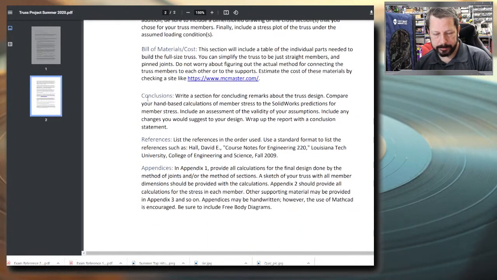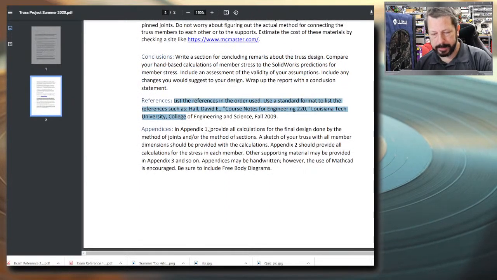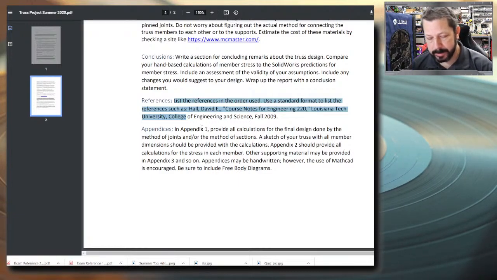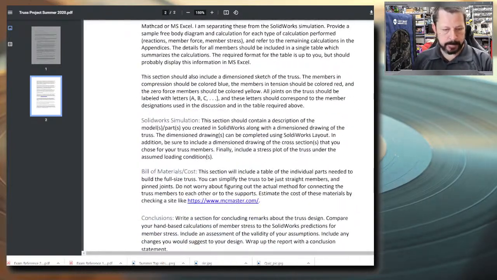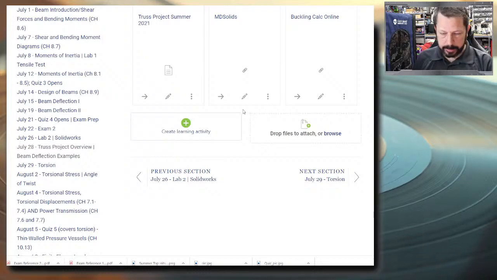And write up a little conclusion, whatever references you use, and then the appendix will have design calculations, maybe MathCAD sheets or something like that. Free body diagrams of everything. You should have a sample of this in your body, but the appendix will have the full worked out, like a homework problem type thing. So that's all spelled out. You can have 3 people on your team.